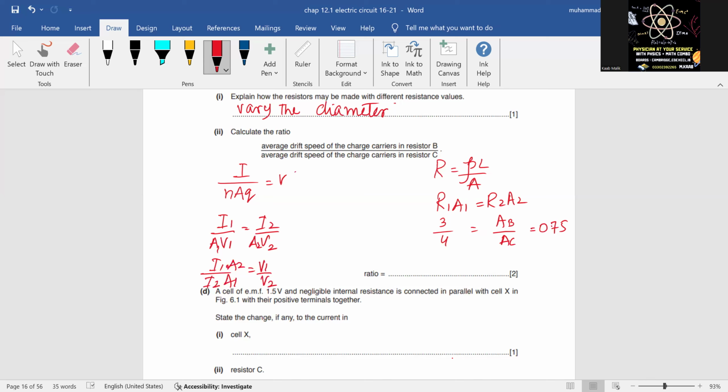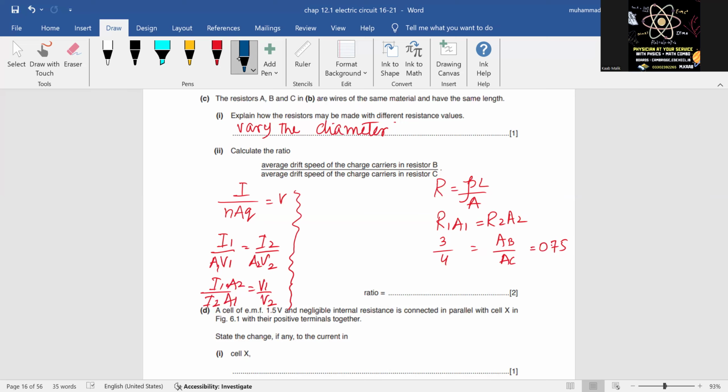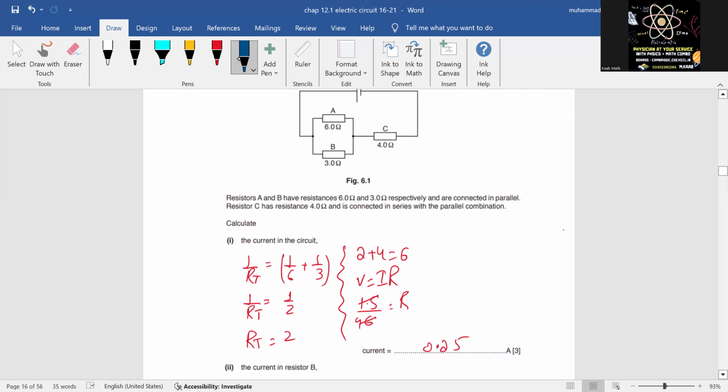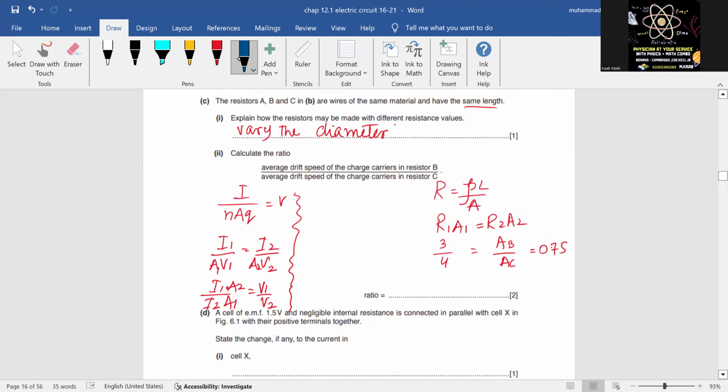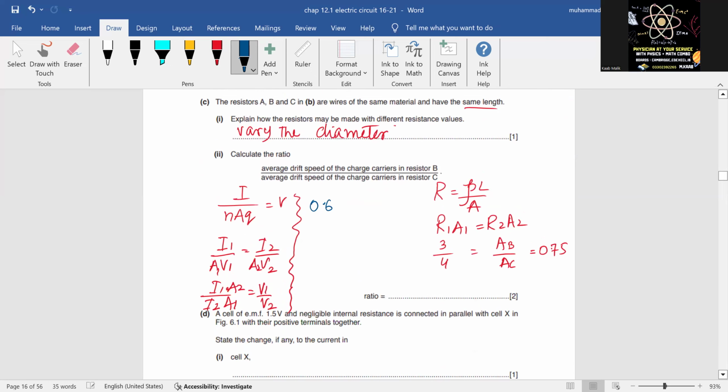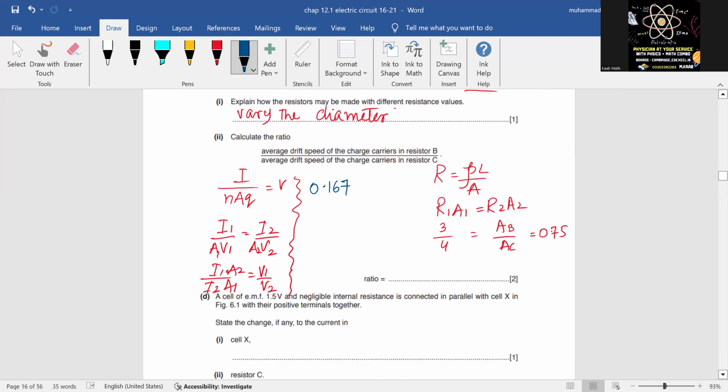Now just substitute the value. So I took 1 as B. Okay. So B has a current of 0.167. This is the current in B. And divided by the current in A is 0.25, right? So this is the ratio of the current.